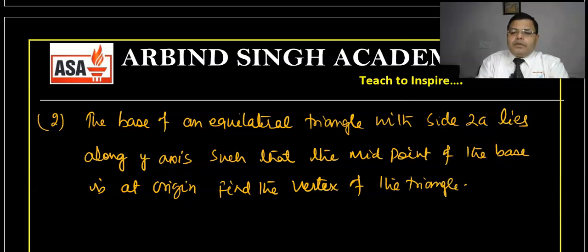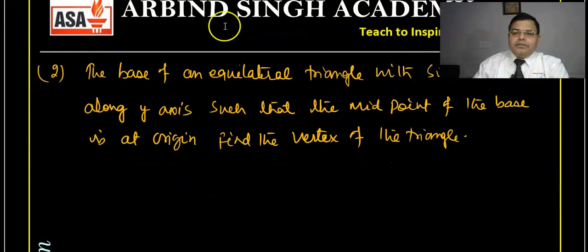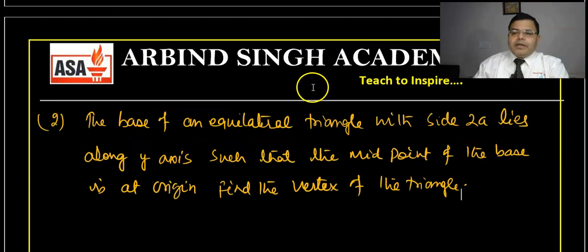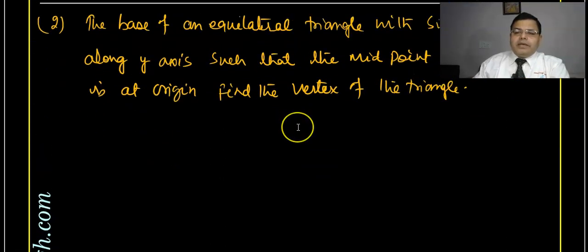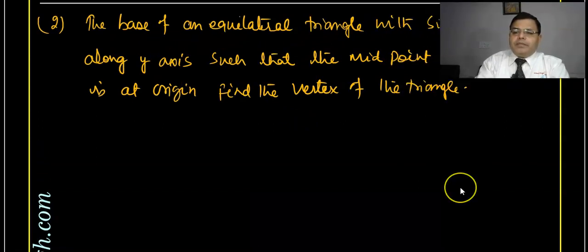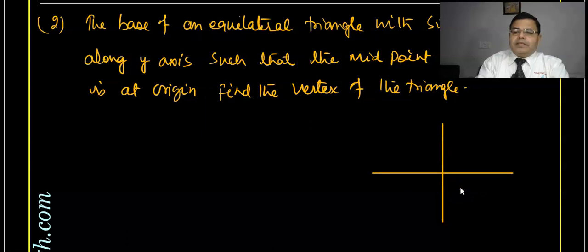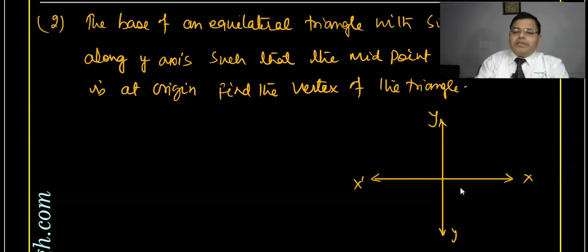Right, so here it is: side 2a and base lies at the origin. The base of an equilateral triangle with side 2a lies along the y-axis. So in this one, we can have a Cartesian system. I can write it right now. This is the x-axis, this one is x dash, this is the y-axis, and this is y dash.